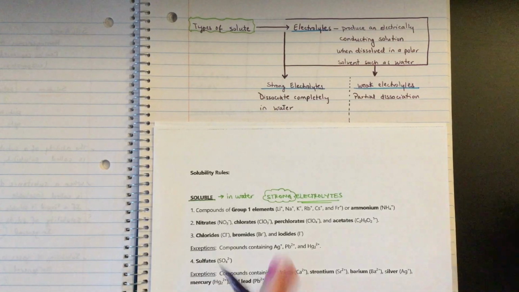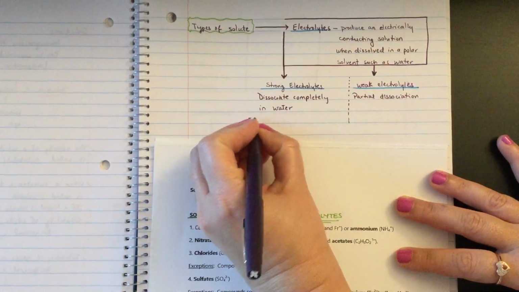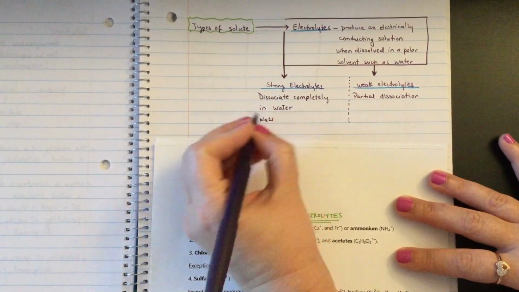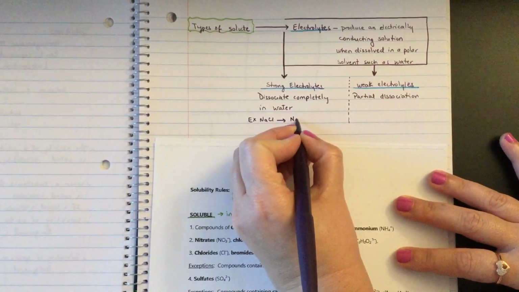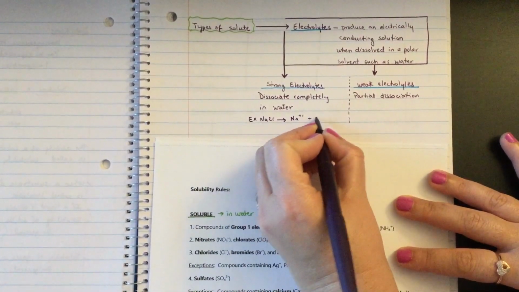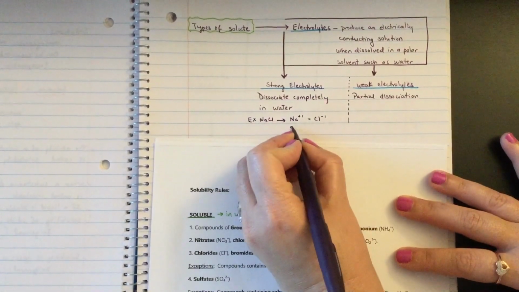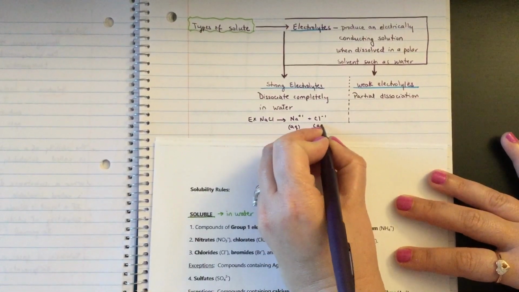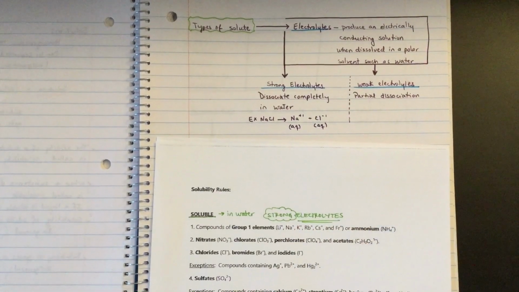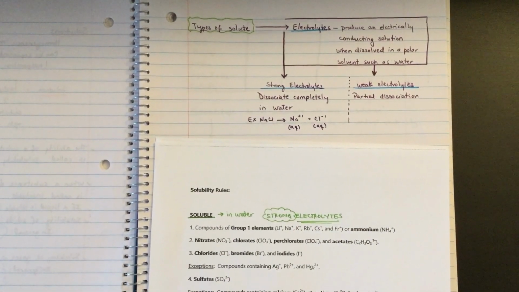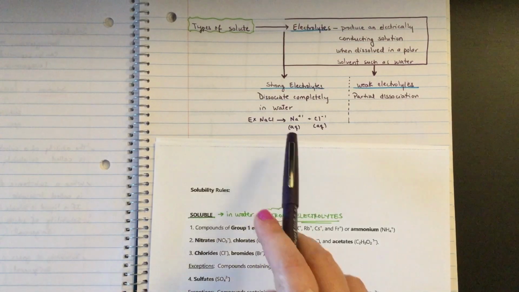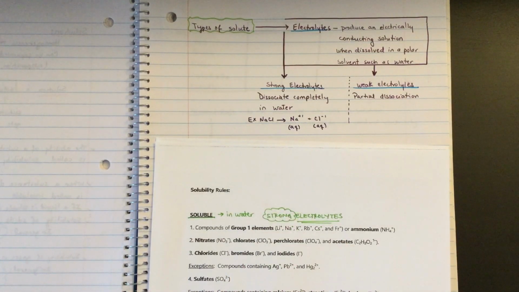For strong electrolytes, sodium chloride, that's my example, sodium chloride. Sodium chloride is a soluble ionic compound, and when you put sodium chloride in water, what you have is only the ions in solution. Okay? So I'm writing aq for each ion because they are in an aqueous solution if you're dissolving your sodium chloride in water.